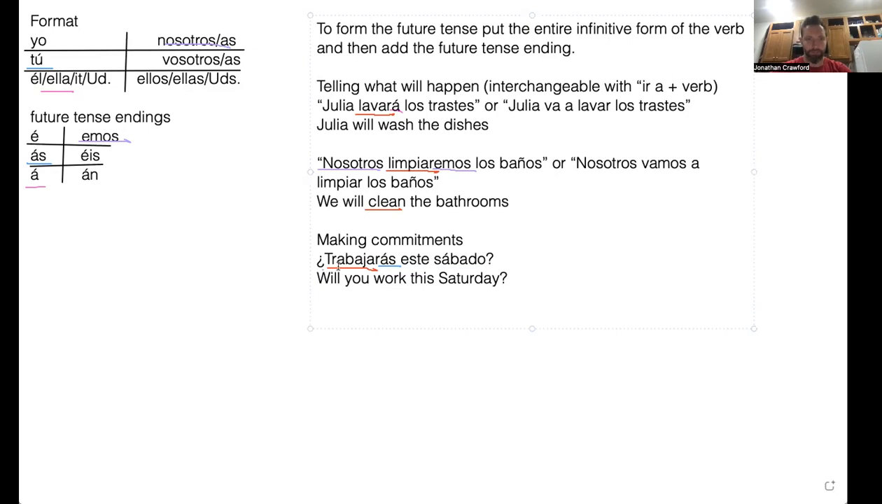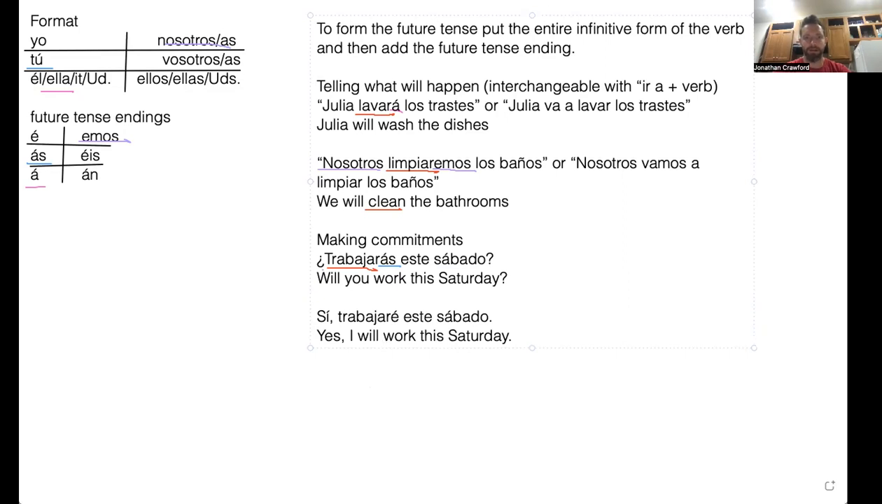Let's do another example. If you want to commit to it, you can say, sí, trabajaré este sábado. Yes, I will work this Saturday. How do I know it's I? It doesn't say yo here. It's because of this ending.